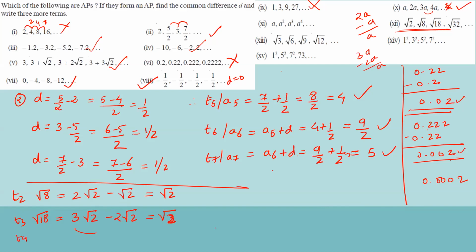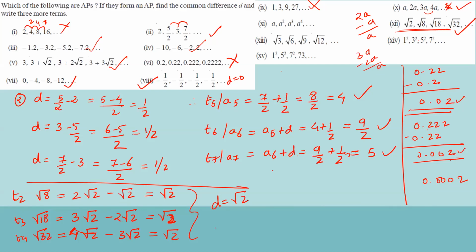Then T4 is root 32. Root 32 is basically 16 twos. What is root 16? It is 4. 4 root 2 minus 3 root 2 is root 2. Yes, see, though they won't look like it, you have to check the D, because D is equal to root 2, that's coming out to be constant. Yes, it is an AP.